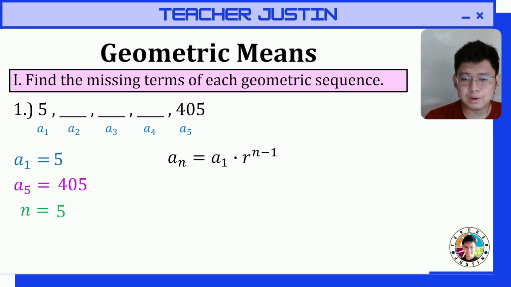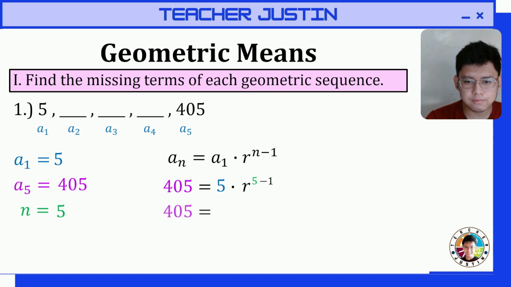So, let's find our common ratio. So, ano yung multiply natin kay 5 to get the next term, and so on and so forth. So, let's substitute our given. So, our a sub n is 405. Our first term is 5 times r raised to n, which is 5, minus 1. So, let's simplify this. We have 405 is equal to 5 times r raised to 4.